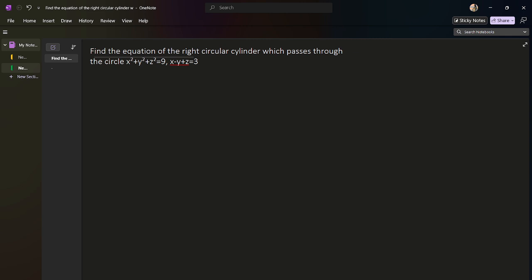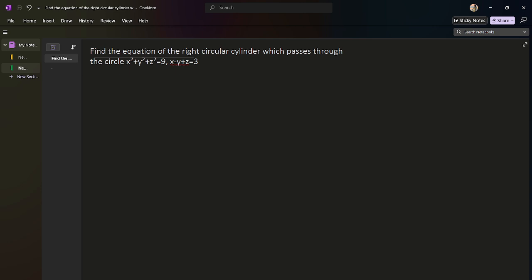The question asks us to find the equation of the right circular cylinder which passes through the circle that is the intersection of a sphere, x square plus y square plus z square equals 9, and a plane, x minus y plus z equals 3. Now we are going to find the equation of a right circular cylinder which passes through a given circle.